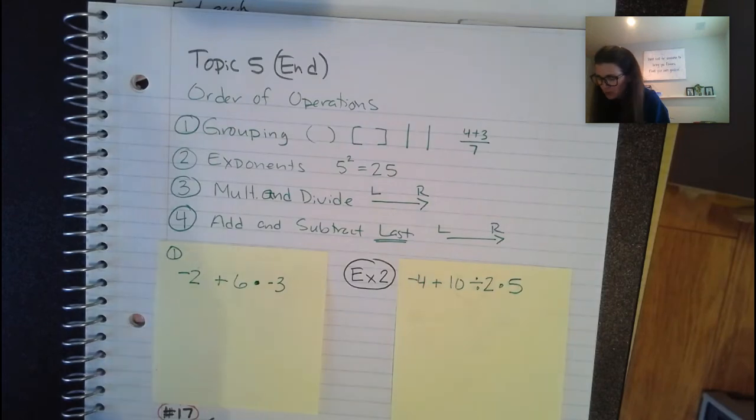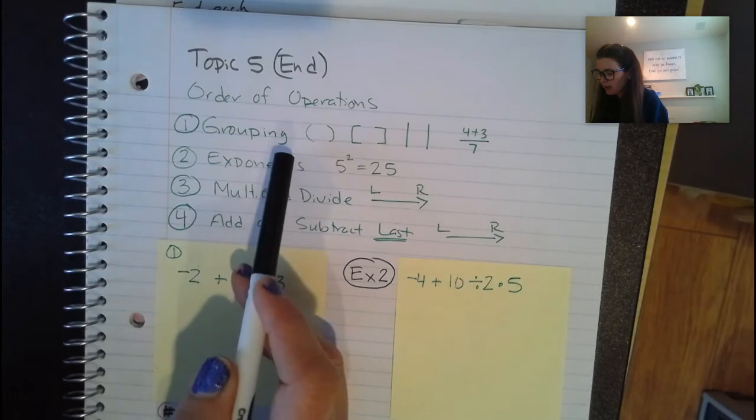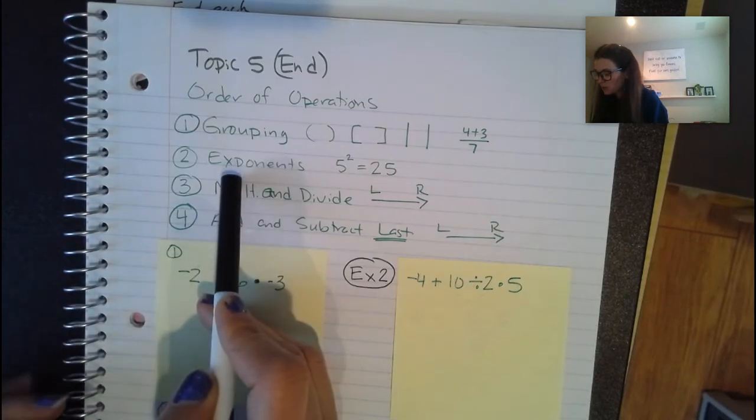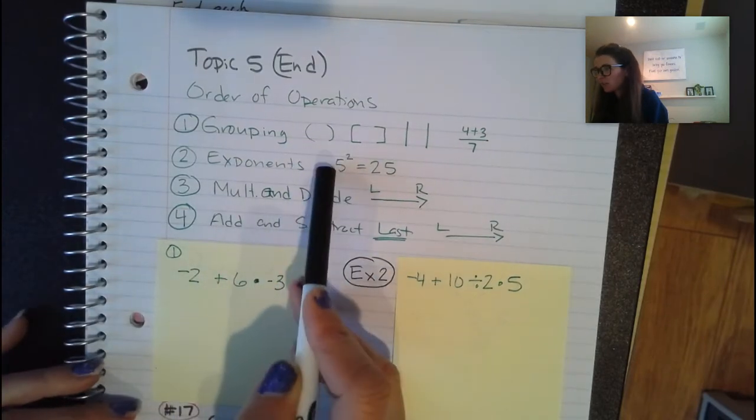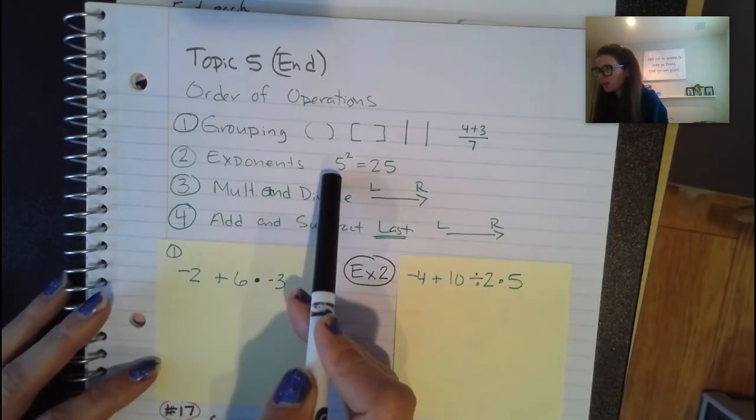If GEMDAS or PEMDAS help you remember them, that's great. But there's 4 steps, and whenever you say GEMDAS or PEMDAS, it makes it sound like it's 6. Everyone nails grouping first. Everyone gets that right. And most people know that exponents come second. A couple kids forget that 5 squared is 25 and not 10. It means 5 times 5.